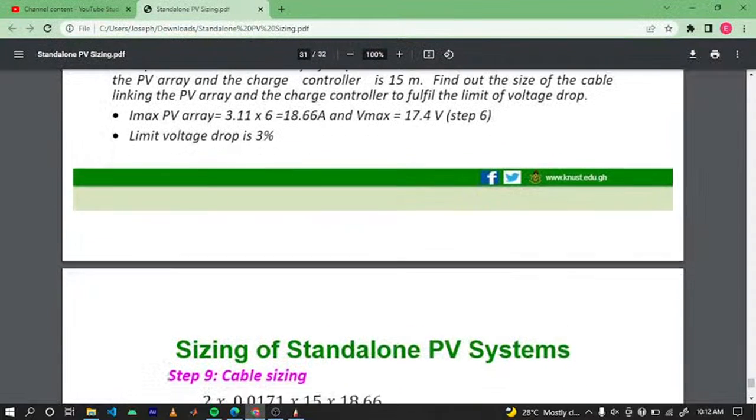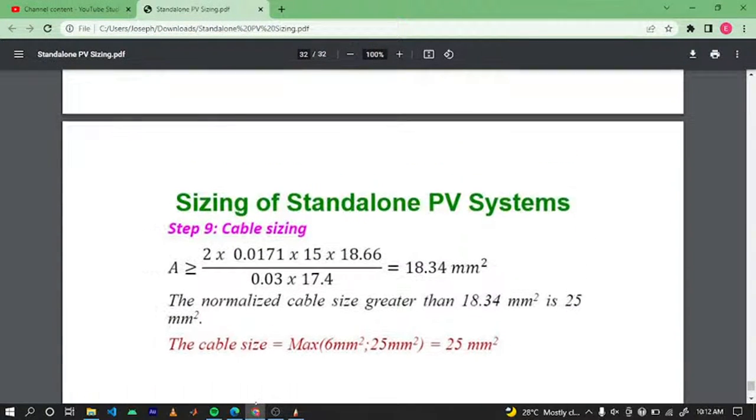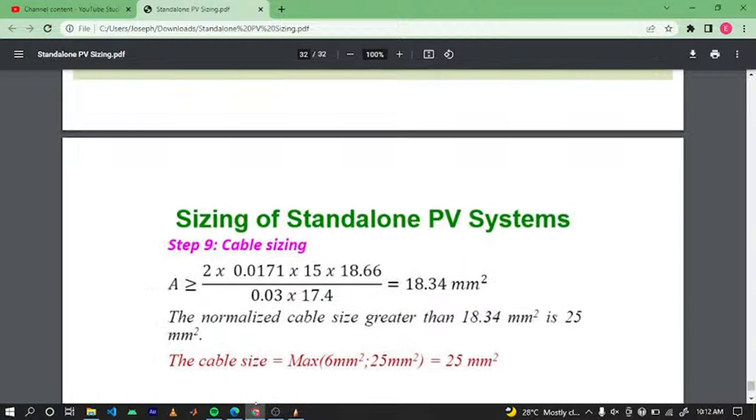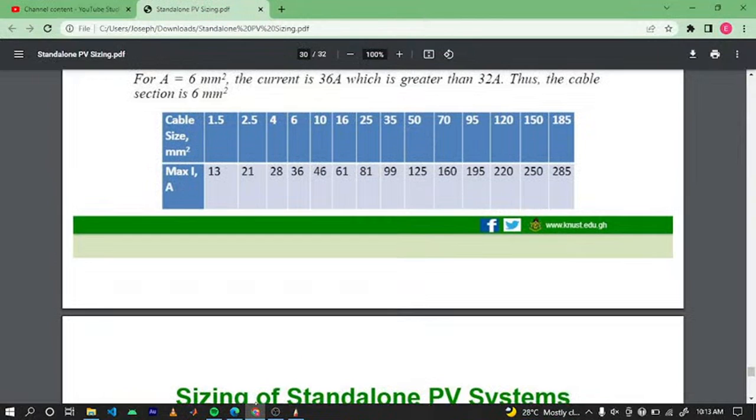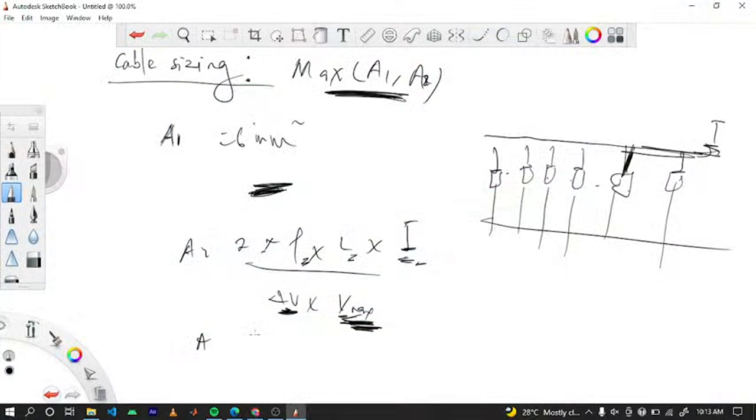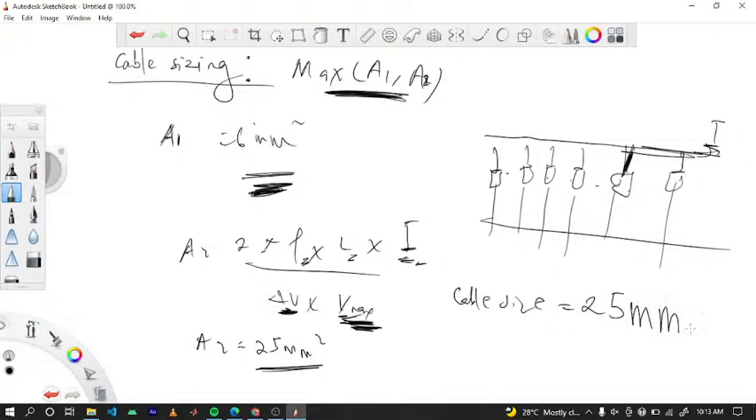If you solve for the A in this case, you get A to be 18.32. So you go to the table. There's no 18.32 on the table, but the cable size that's just larger than that is 25. So I'll use a 25 millimeter square cable. So my A2 is 25. Between 25 and 6, of course, the largest is 25. So your cable size is 25 millimeters squared.